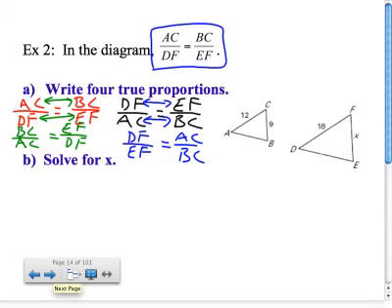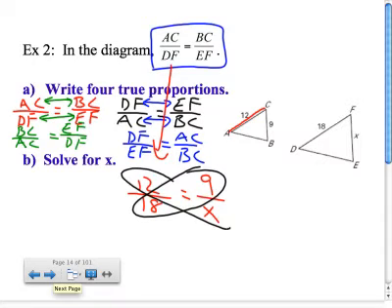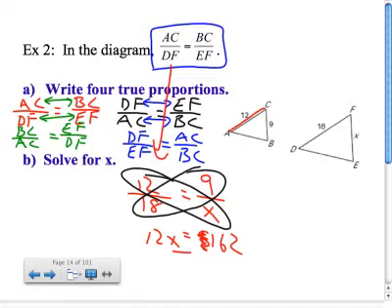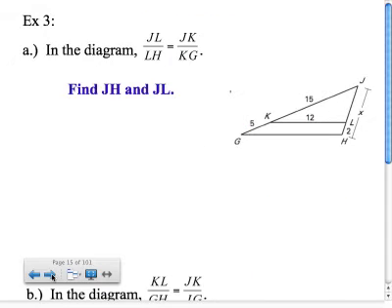Okay, part B says solve for x, so I can use any of these proportions. It won't make a difference. Let's just use the one that they gave us. I know AC is 12, so I have 12 over DF, they tell me is 18, equals BC, which is 9, over EF, which is x. To solve this, we're just cross-multiplying. So I get 12x equals 162. Divide both sides by 12, so x equals 13.5. Okay, pretty straightforward stuff. Nothing too crazy yet.